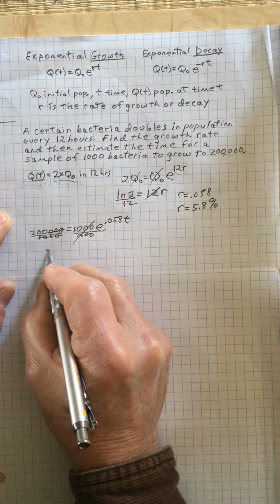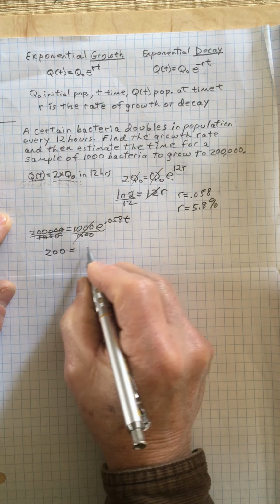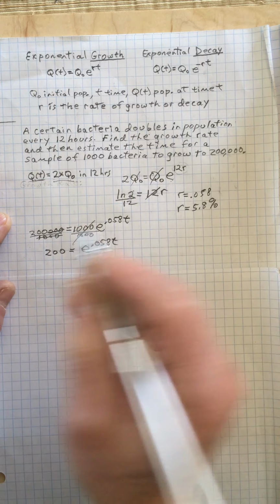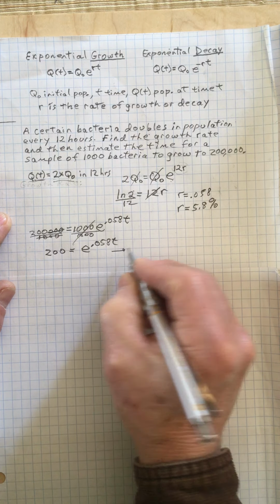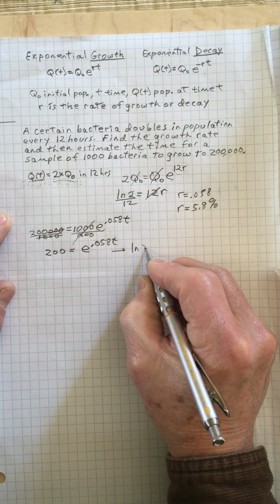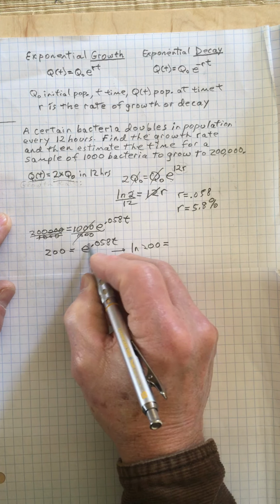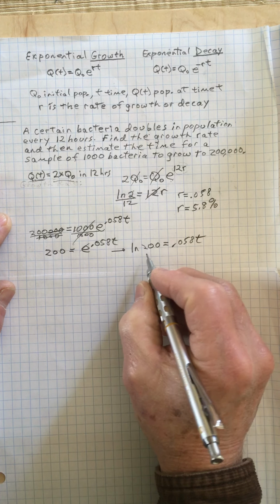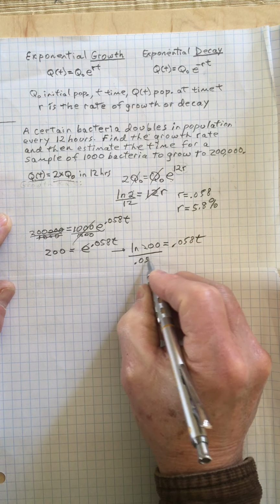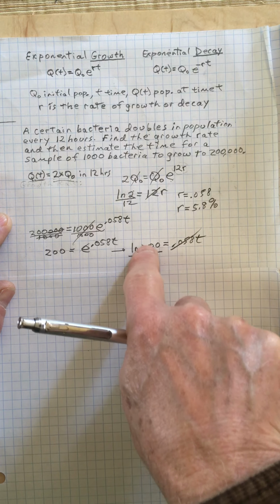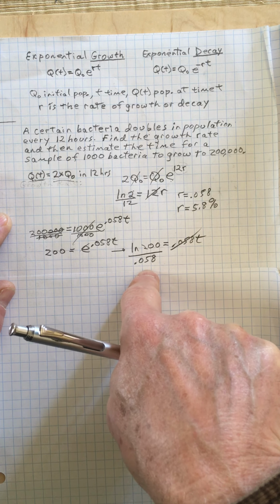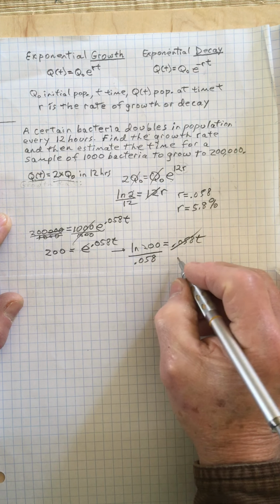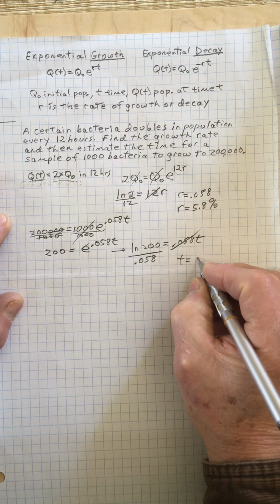So what do I have here? 200 equals e to the 0.058t. Take the natural log of both sides. Let's go over here. ln of 200. Natural log and the e will cancel, so I get this. Again, if I divide both sides by 0.058, take the natural log of 200, divide by 0.058, and you're going to get t equals 91.4.